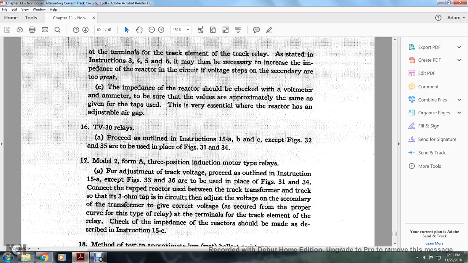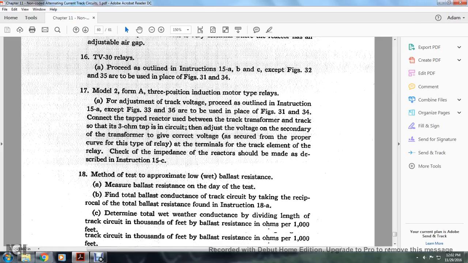For connecting the tap reactor between the track transformer and the track so that it is 3 ohms, tap in the circuit for adjusting the voltage of the secondary of the transformer and give the corrected voltage secured with the proper curve for this type of relay. At the terminals of the track element of the relay, the check of the impedance of the reactor should be made as described in instruction 15A.